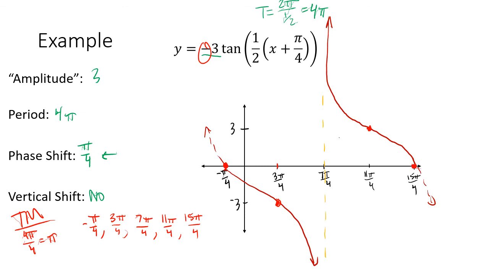And that's it. It's the same process for all the tangent graphs. Keep in mind, you've got to make sure you're paying attention to your negative signs. Just go through the process of getting the amplitude, the period, the phase shift, the vertical shift, find your tick marks, put them on the graph, and then you're done.